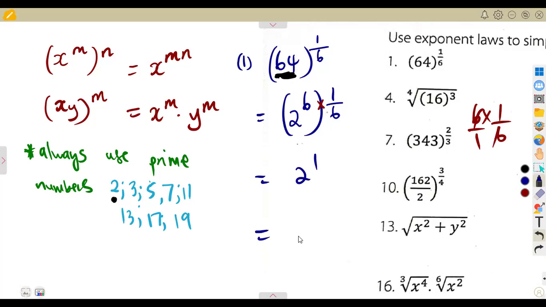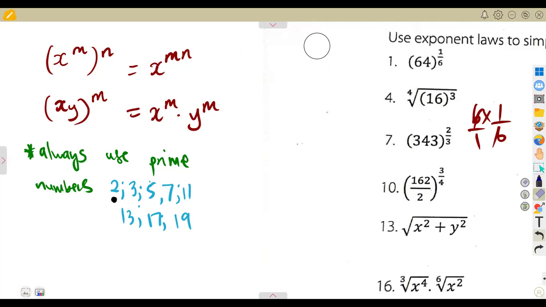And 2 to the exponent of 1 is what? Is 2. Any number to the exponent of 1 is that number as it is. So this is how they are expecting you to answer these typical questions. As long as you are working with the laws of exponents, you are not going to use a calculator.